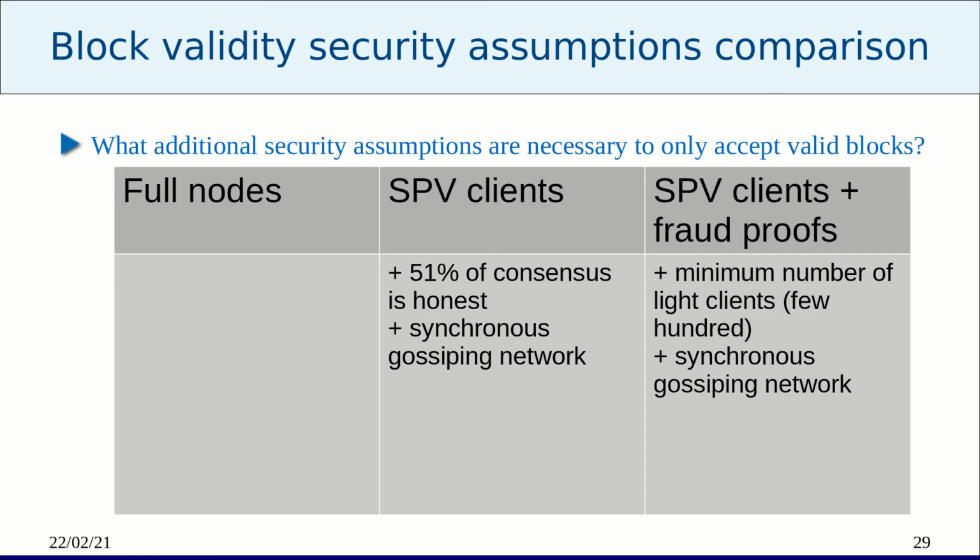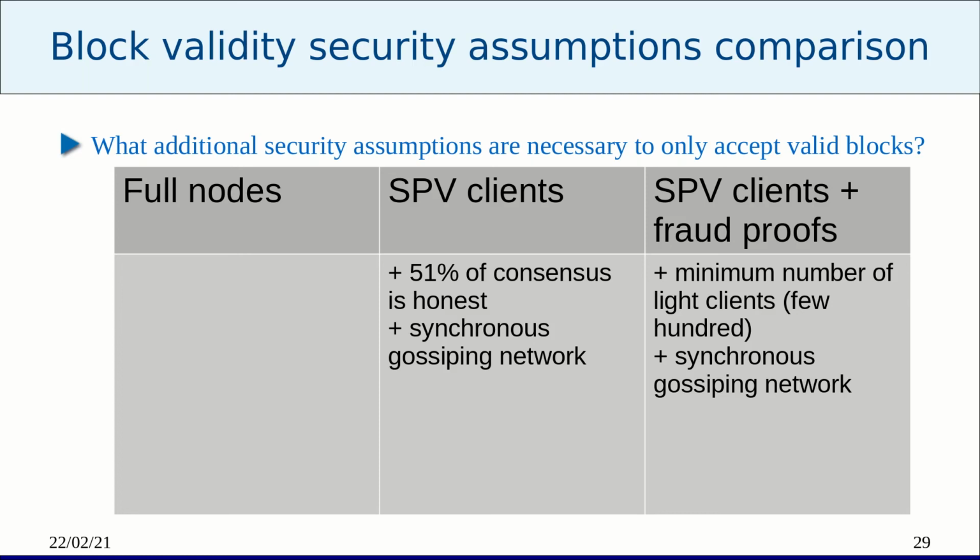Now, if you analyze or think about what the security assumptions are with fault proofs compared to without using fault proofs for light clients, or as they refer to in this table, SPV clients, which is what they're called for Bitcoin. So this table compares it specifically for accepting validated blocks.